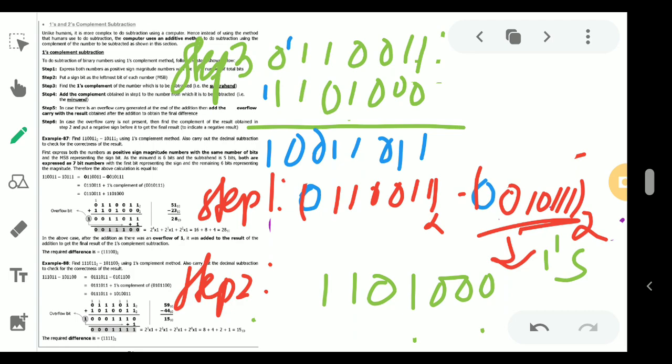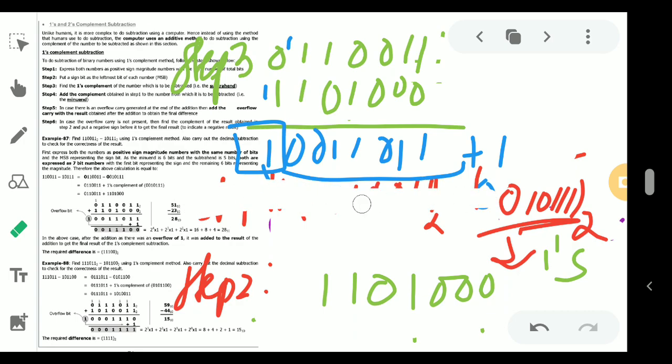If there is any overflow, that is, if there is any carry, then we have to add that carryover part to the sum. So this one again I have to add. If you add this, what result am I getting? I am erasing the steps to get to the other steps.